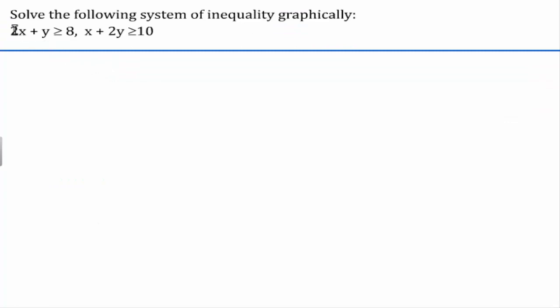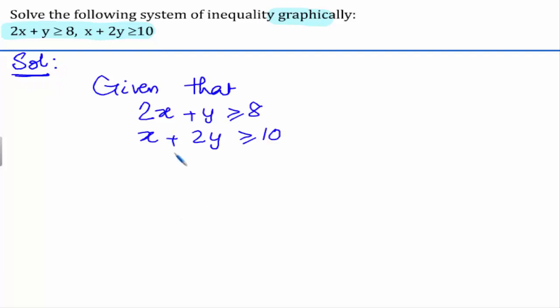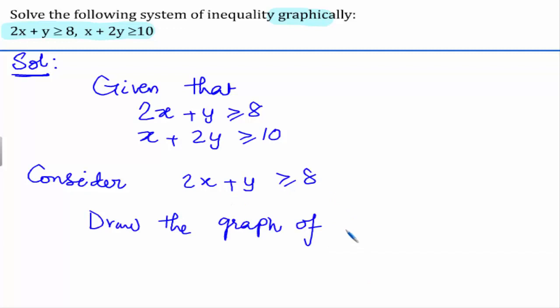In this question, we need to solve the given system of inequality using the graph. Let us draw them and find out the solution. So the given system of inequality is 2x plus y greater than or equal to 8 and x plus 2y greater than or equal to 10. Let us consider the first of the two inequalities, which is 2x plus y greater than or equal to 8. To get the solution of this inequality, we need to draw the graph of 2x plus y equal to 8. So that is y equal to 8 minus 2x.